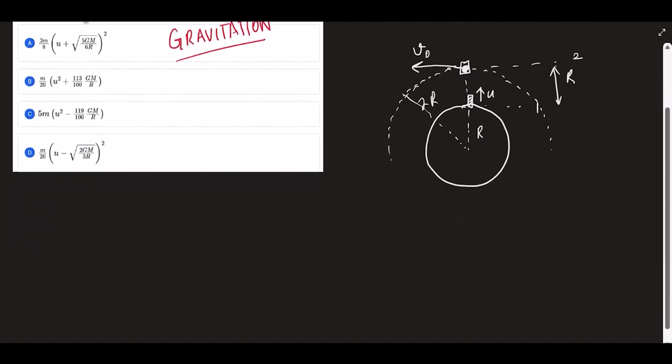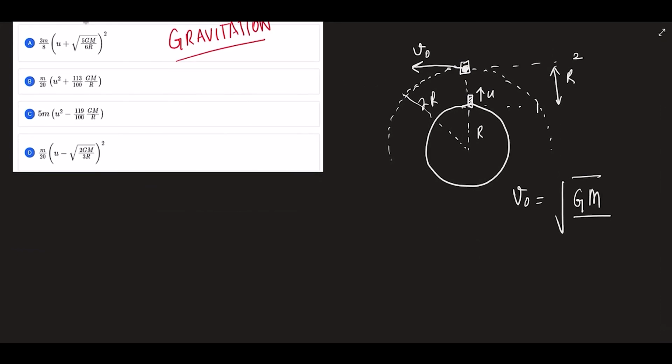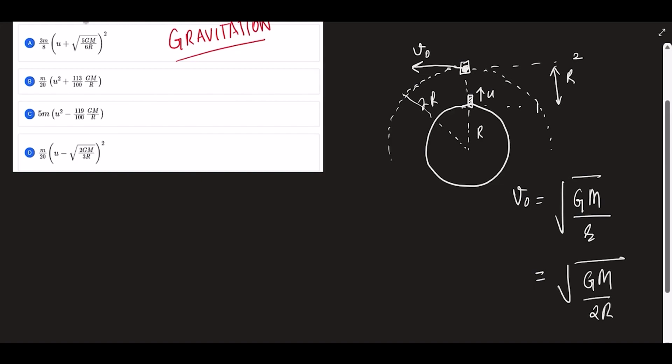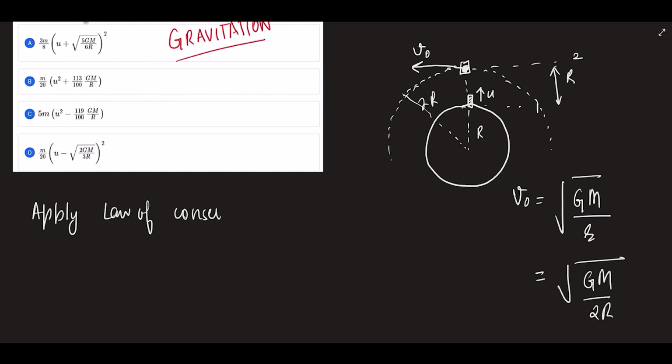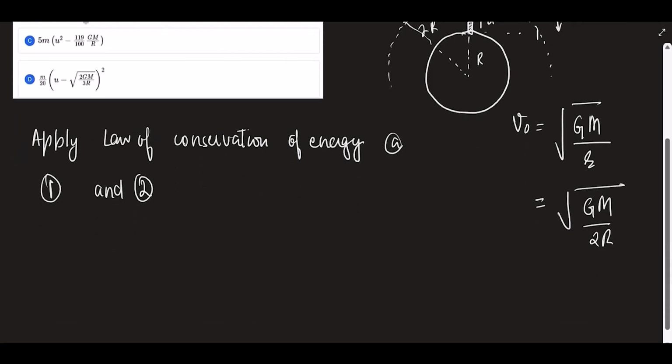So we know the orbital velocity is equal to root of GM by r, where r is the distance from the center of the earth. Here it is 2r. So we got the orbital velocity. So first of all, let us apply the law of conservation of energy. First we need to apply the law of conservation of energy at points 1 and 2.